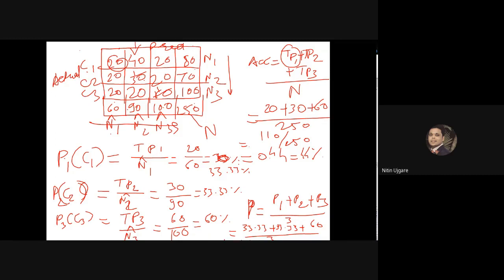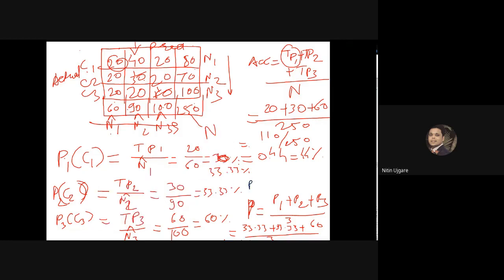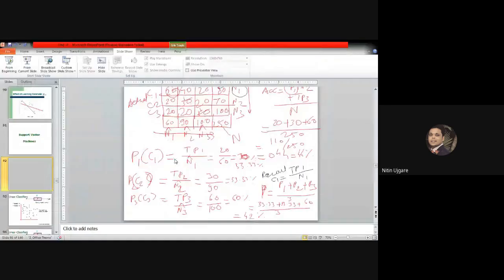Now if this is the case, can you calculate the recall? I'll just tell you the formula. Recall for class C1 is calculated as TP1 divided by N1. This value represents N1. Can you calculate the recall for each class and then the overall recall for the multi-class classifier? Calculate it and tell me the answer in the chat box.